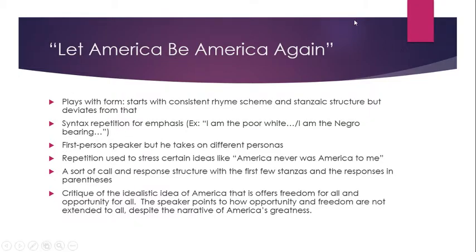So with Let America Be America Again, one of the things that we should notice with this poem is that it plays with form. So it starts with this very consistent rhyme scheme and stanzaic structure. It has a sort of consistent rhythm to it, and then it deviates from that. And in between those stanzas are these little asides in parentheses that sort of respond to those stanzas. And he sort of starts with that and then plays with it and deviates, doing different things with the stanzaic structure and the number of lines, the meter, and so forth.